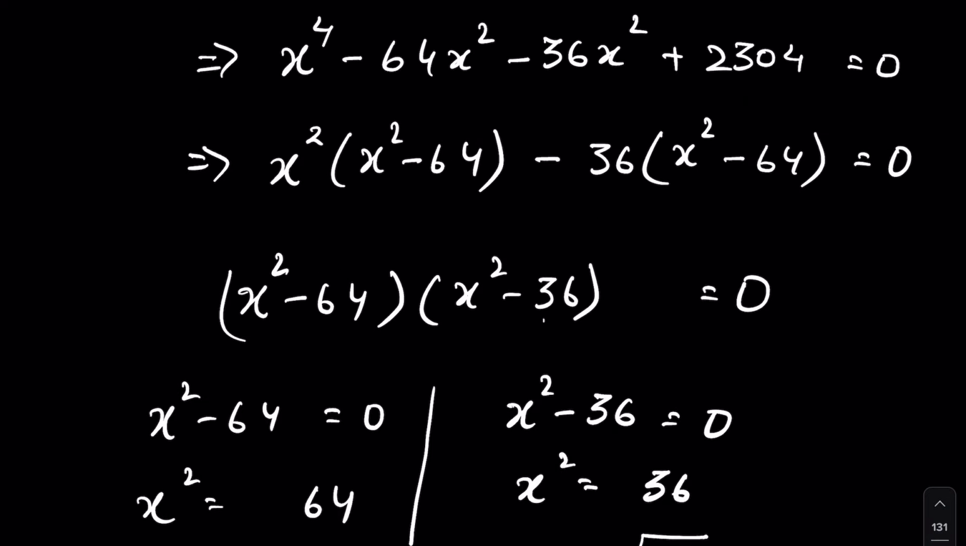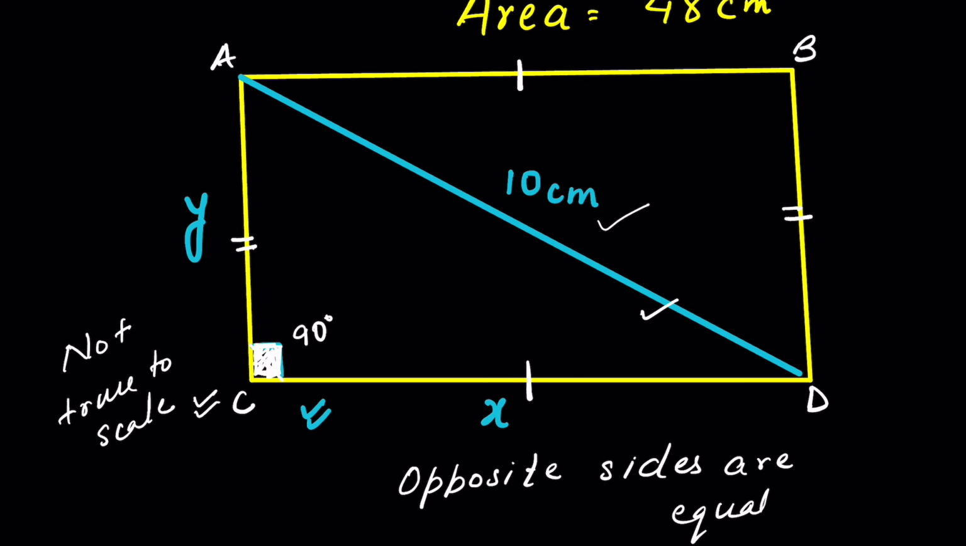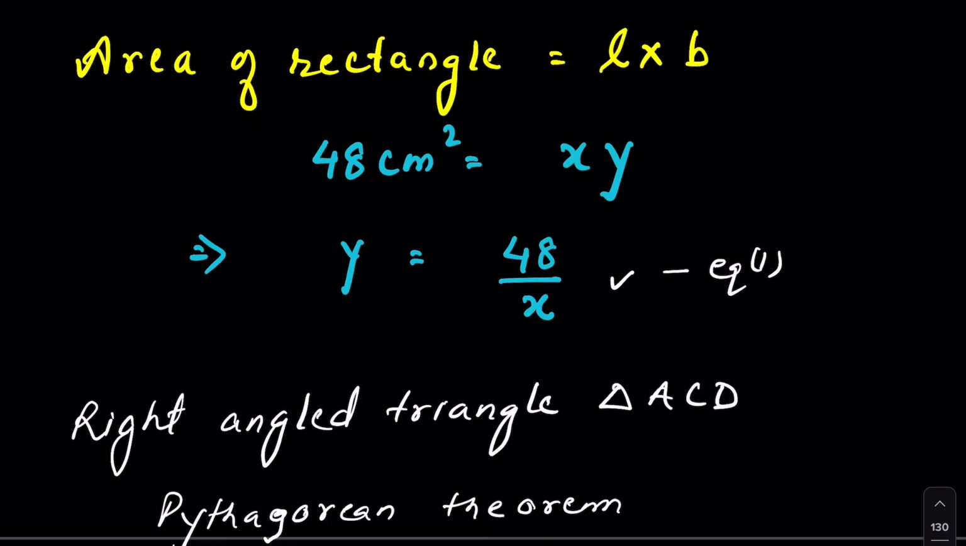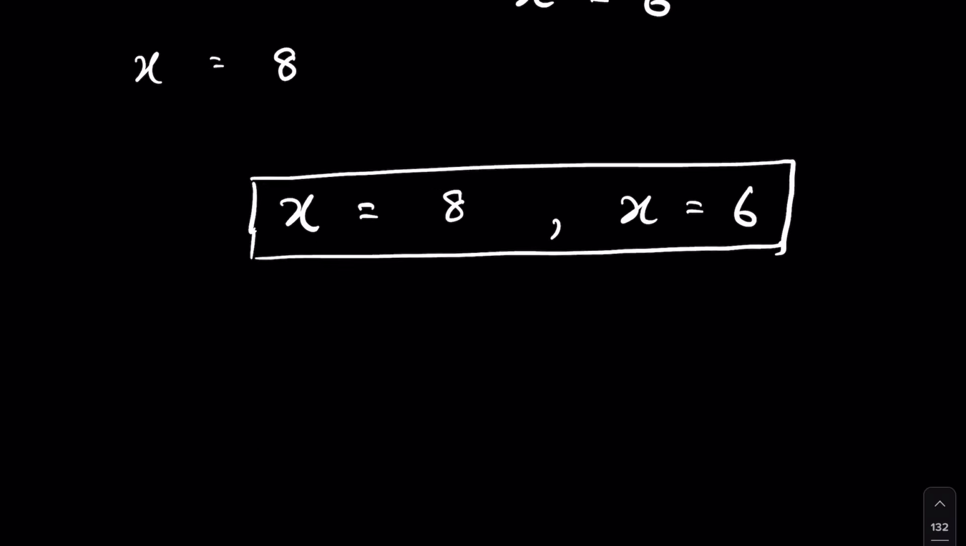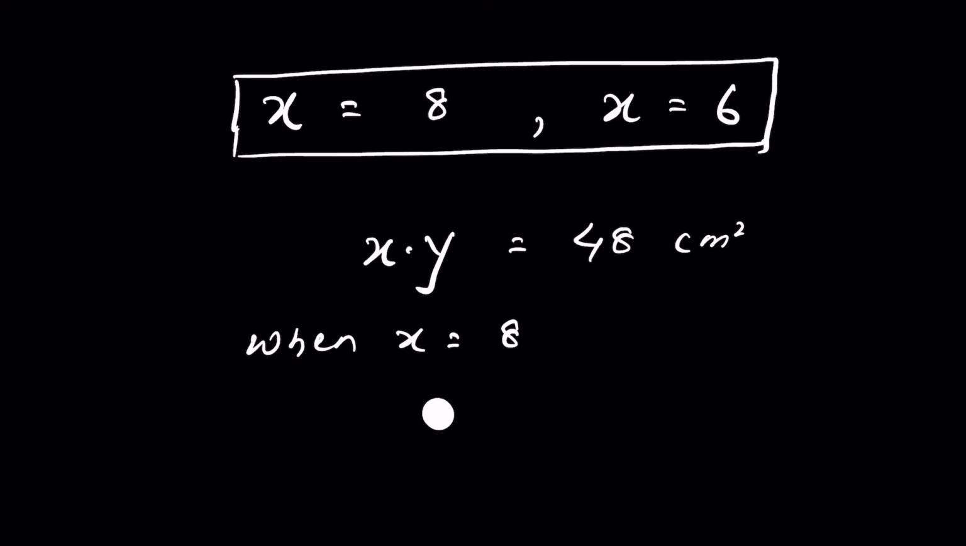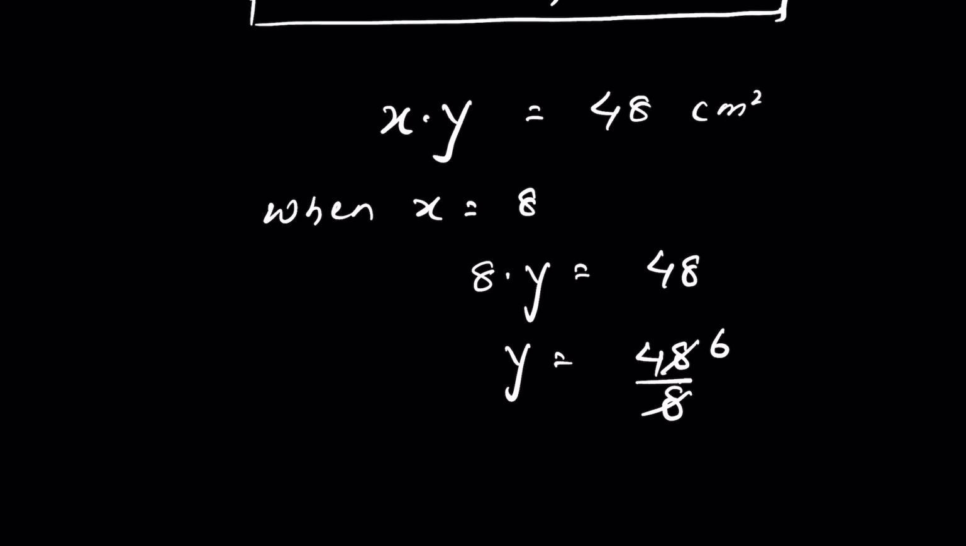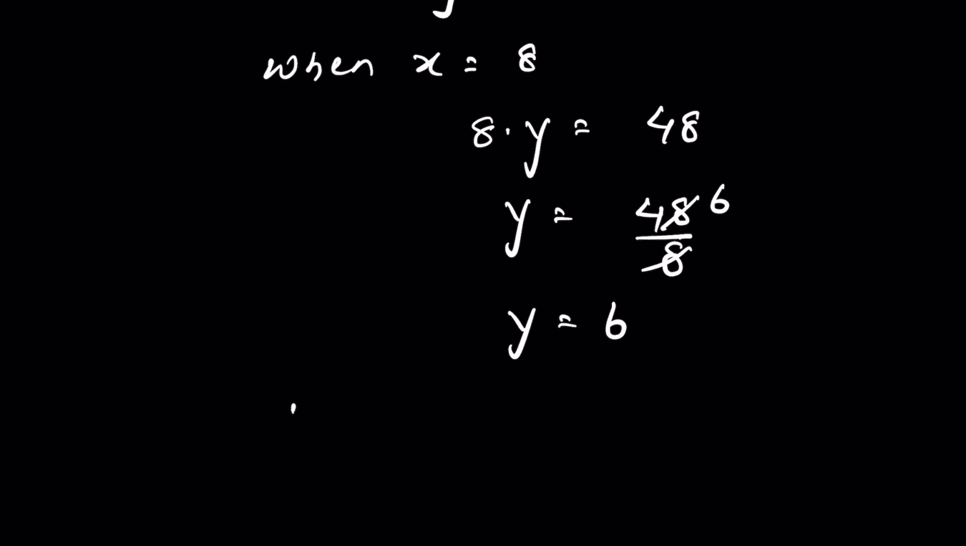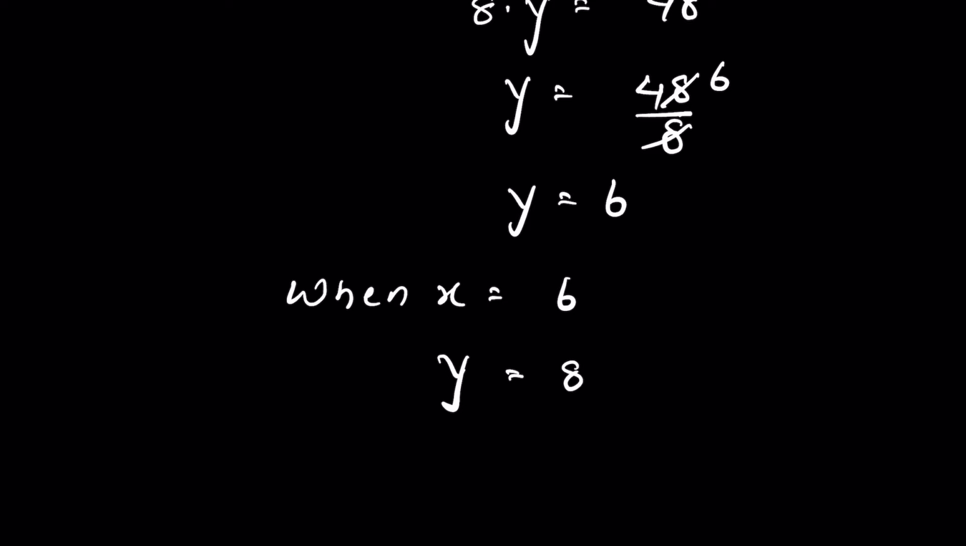Now, X here is AC, X here is CD, area given is 48 centimeter square. So, here we can find the value of Y. Area of a rectangle given X times Y is equal to 48 centimeter square. When X is equal to 8, then 8 times Y is equal to 48. Y is equal to 48 upon 8. 8 times 6 is 48. Y is equal to 6. Again, when X is equal to 6, then Y is equal to 8. So, these are the two sides of the rectangle, 6 centimeter and 8 centimeter.